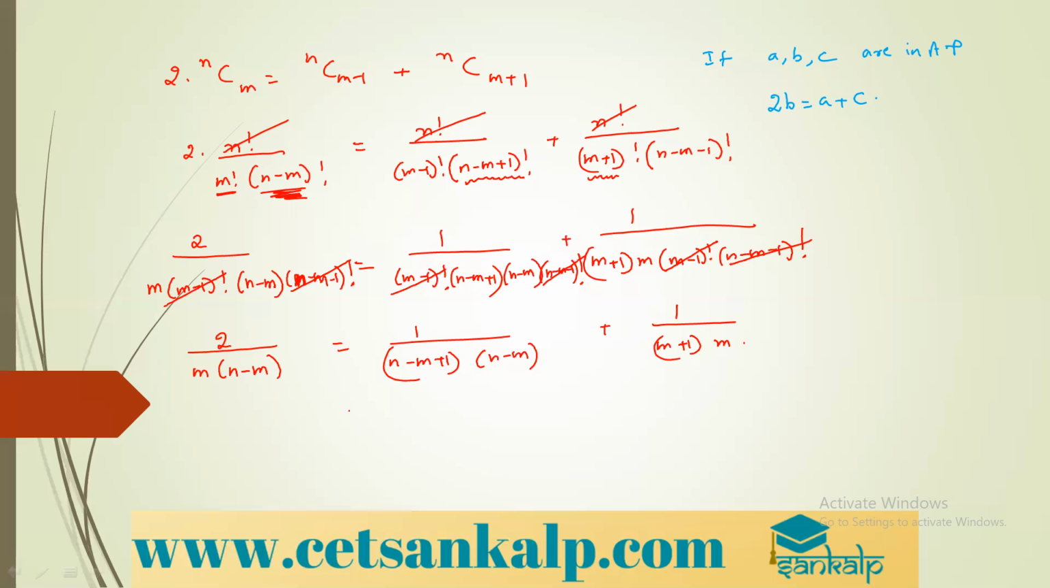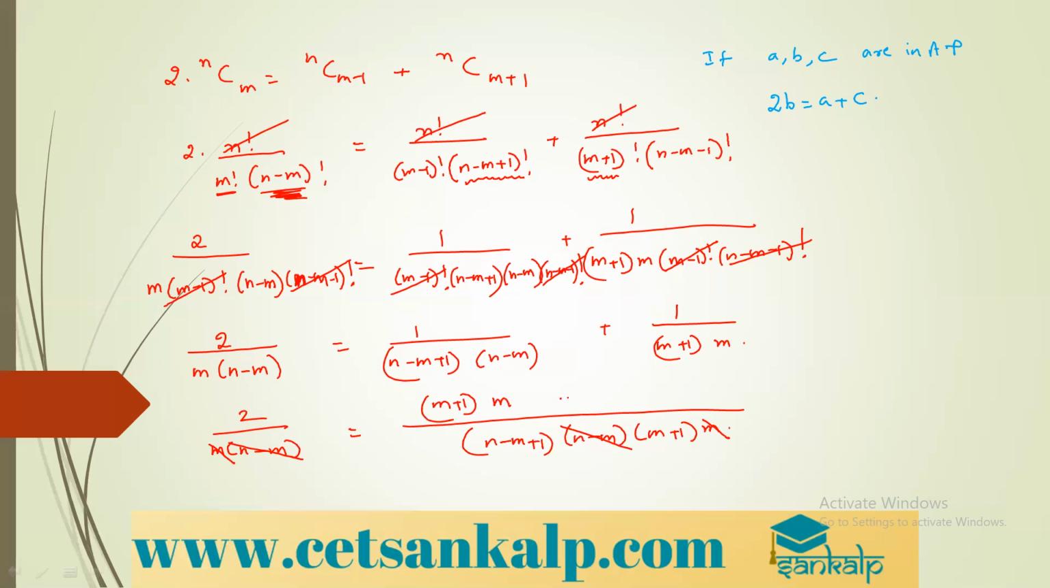Now, what I have to do is take a common denominator. What will be the common denominator? 2 by m into (n minus m). Here, the common denominator will be (n minus m plus 1), (n minus m), then (m plus 1), and then m, so that I can cancel (n minus m), I can cancel m also. But in the numerator, I will have (m plus 1) into m plus (n minus m plus 1) into (n minus m). That means 2 I will multiply with (n minus m plus 1) into (m plus 1). And the other side I have (m plus 1) into m plus (n minus m plus 1) into (n minus m).